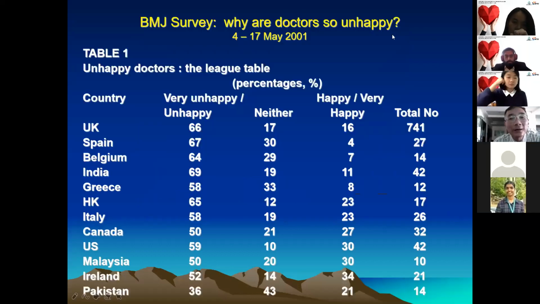But look at this. See, now we talk about this. You see, this is 20 years ago. This is a BMJ survey, my friends. Look, are doctors happy? Very unhappy or unhappy? UK two-thirds, Spain, Belgium, everywhere, like India 70%, Hong Kong two-thirds, Malaysia 50%. Happiest are in Pakistan, one-third only.